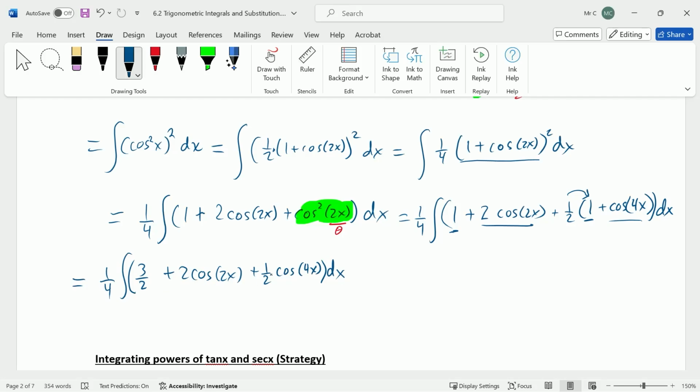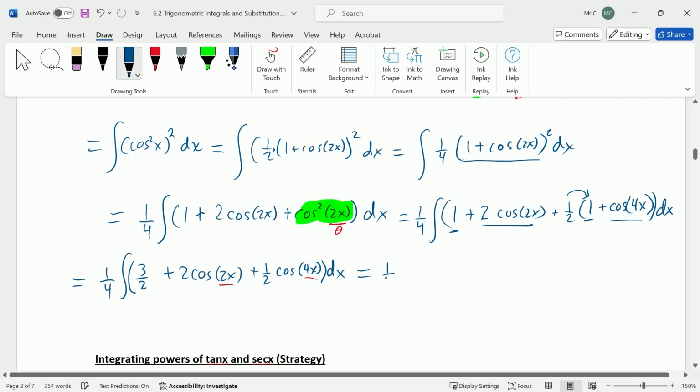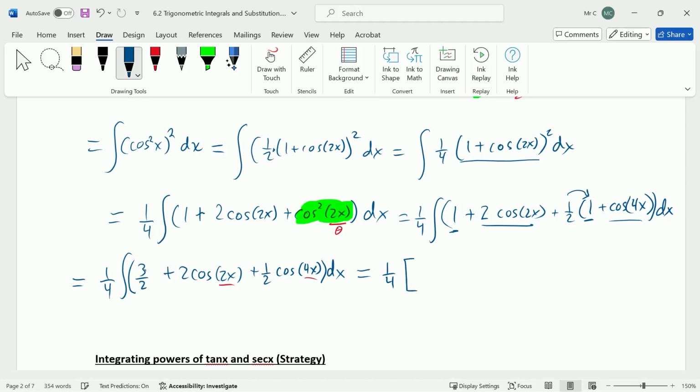3/2 plus 2 cosine of 2x plus 1/2 cosine of 4x. Now, each of these expressions would require a u substitution, but again, it's just a constant multiple, so that one's pretty easy to do in our heads. So I'm just going to do that. The antiderivative for 3 over 2 is just 3 over 2 times x, plus 2. The antiderivative for cosine is sine, but I've got to divide by that constant for the u substitution. And then cosine of 4x, so the antiderivative is sine of 4x divided by the constant 4, plus c.